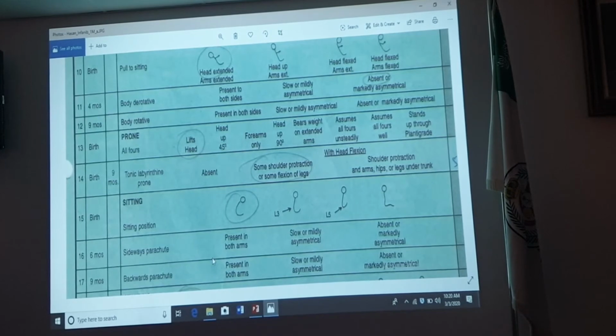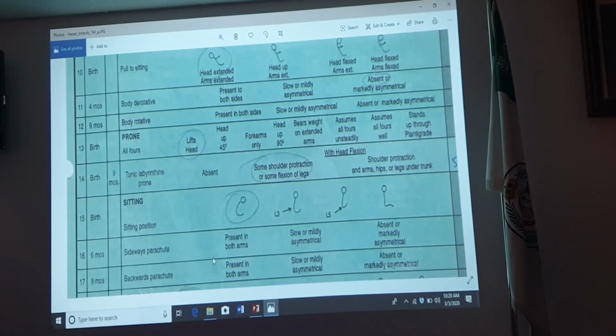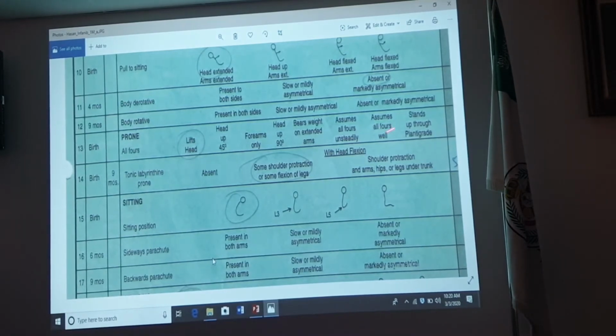Okay? The scale is expecting you to assess that component, whether the child is able to stand without support. Many a time you will see the child holding the mother's thigh and standing up. In that case, the child still has all fours well, but is not able to stand through plantigrade.